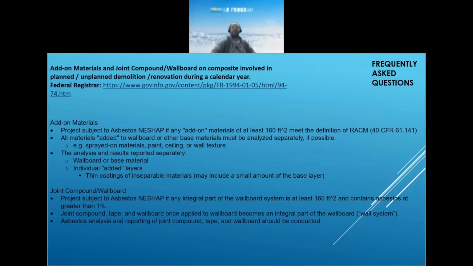Some other questions we received recently are on the add-on materials and joint compound for wallboard composite involved in planned or unplanned demolition projects. We have the Federal Register link there in case you want more information specifically. Essentially, for any add-on materials, specifically joint compound, you are able to do a composite of the sample. Compositing gives you a basis of what that specific layer is going to be, whether 1% or more, and 160 square feet or more of material. A lot of projects will have a lot of wallboard, let's say drywall partition removals, but making sure to get those specific layers will give you the compositing result that then will show you that it's less than 160 square feet and non-threshold. Next slide.